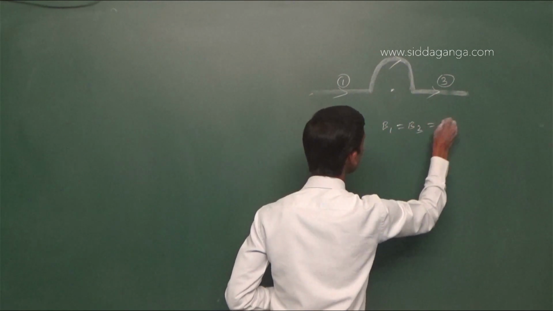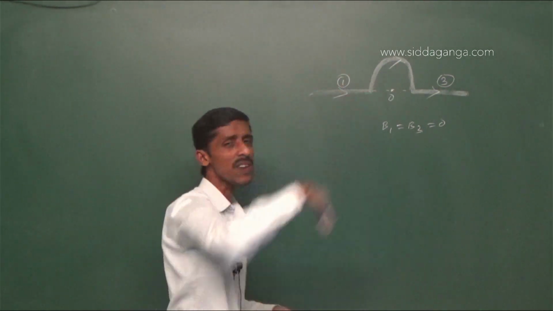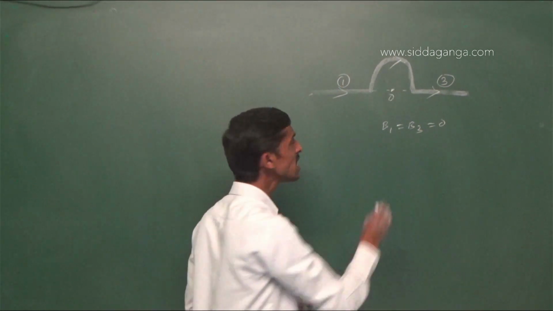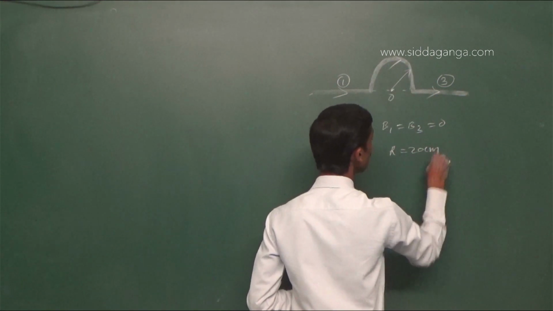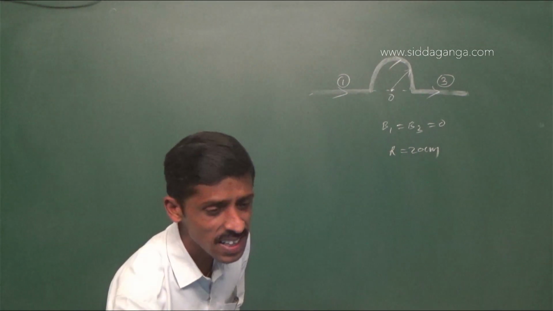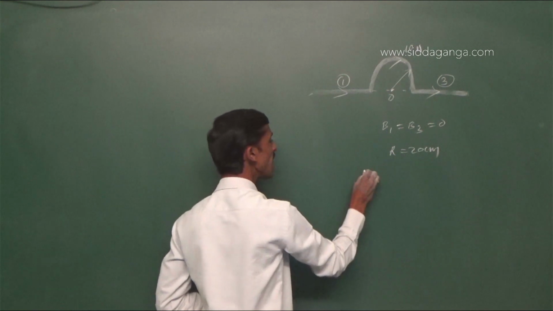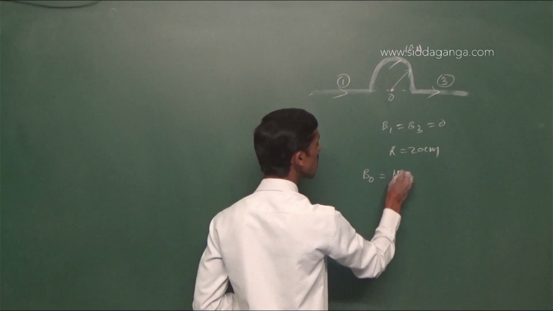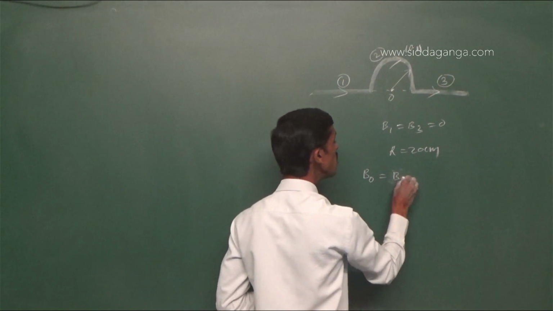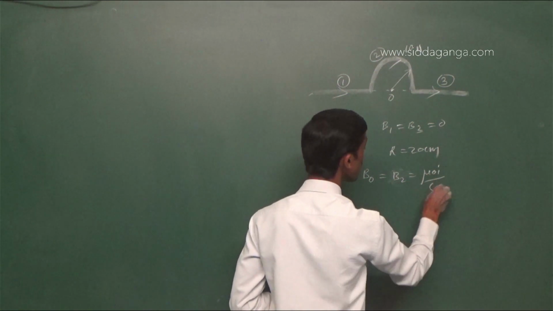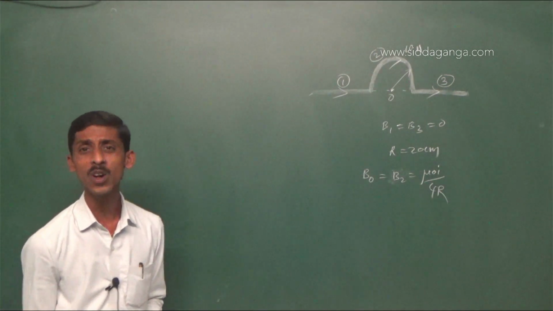The magnetic field from these two parts does not come at point O, because the given point lies on the line of the conductor. So what is the radius of this semicircle? 20 centimeter. What is the current flowing in that wire? 10 ampere. The question is very simple. The magnetic field at the center is nothing but the magnetic field due to the second part, B2 only. That is equal to mu naught I by 4r. For a semicircle it is mu naught I by 4r, for a complete circular loop it is mu naught I by 2r.